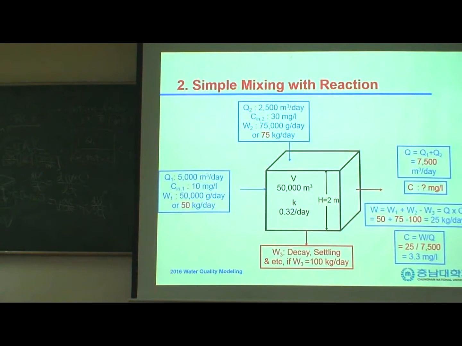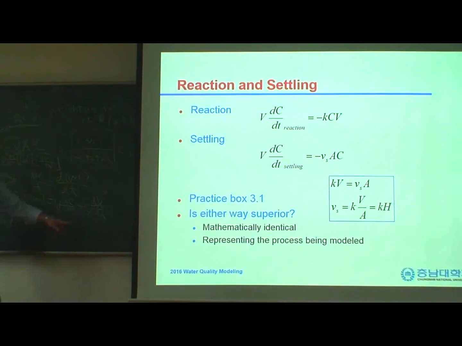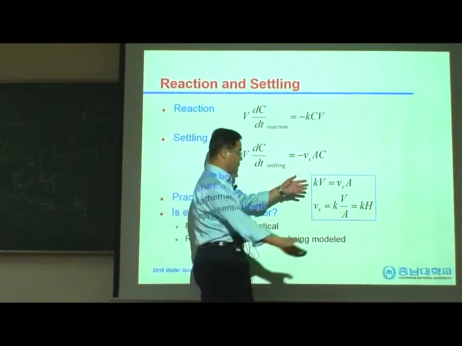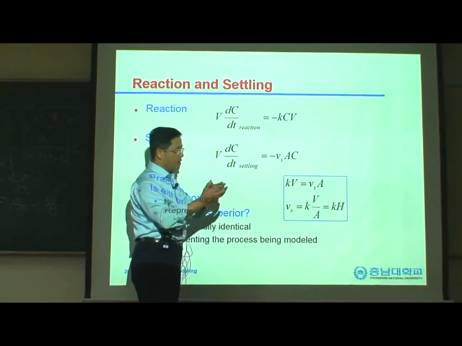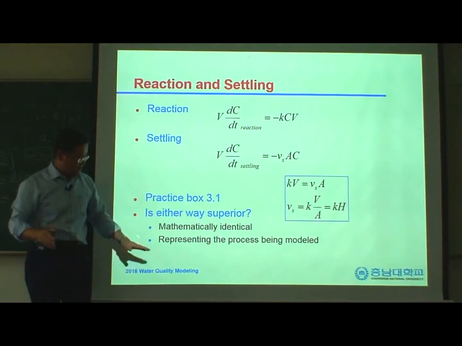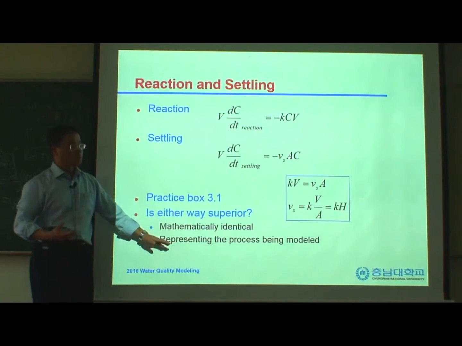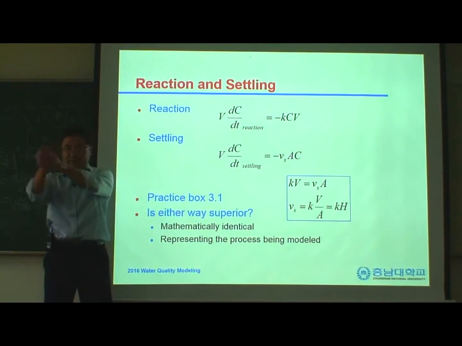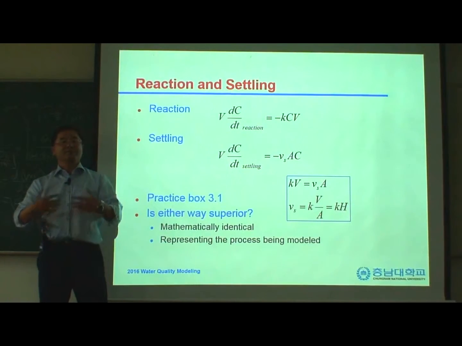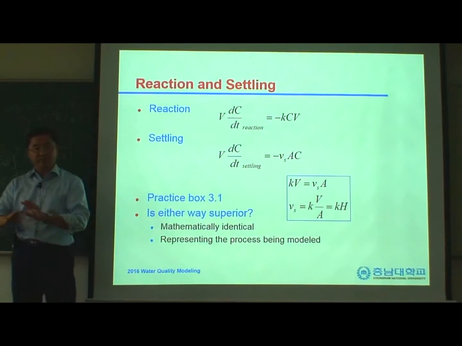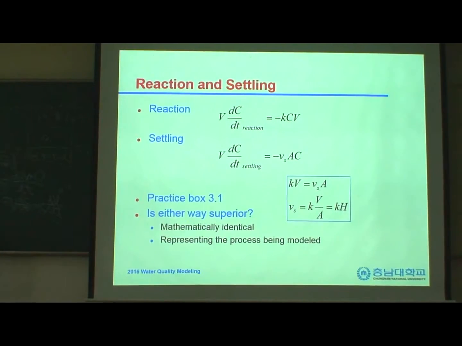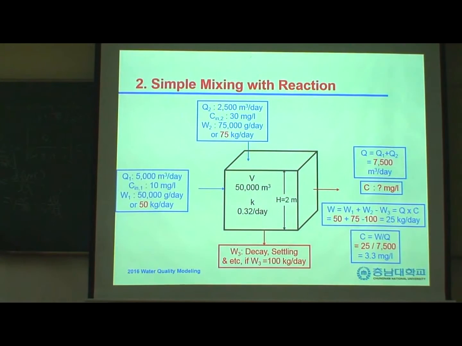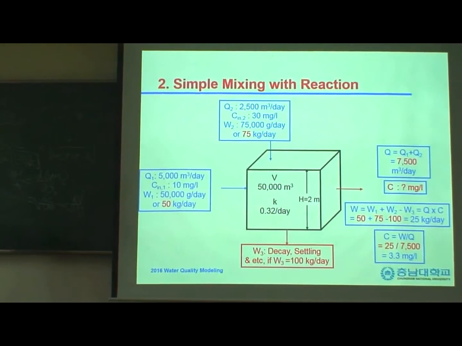Okay. So what is important? This one says, if you can use this one or that one, what is the basis of selection? It's representing the process that is being modeled. One is about settling, the other is about decay. So they are different processes, right? Okay, then we're going to get back to example 3.1 again.